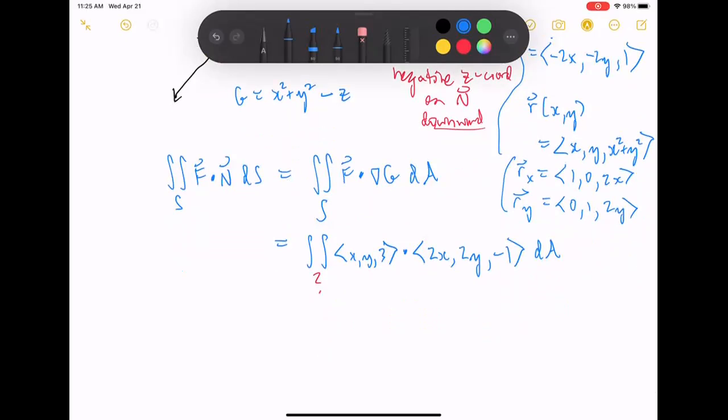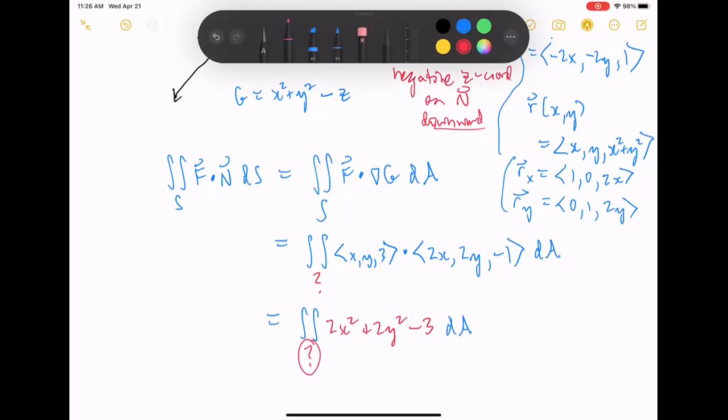So I have this thing right here. And I think we're in a position to deal with stuff. We will figure out what these limits of integration are in just a minute. But let's go ahead and compute the dot product of these things. Okay, x times 2x is 2x squared. y times 2y is 2y squared. And then I have -3, and then this is dA.